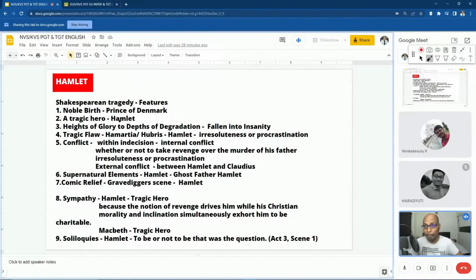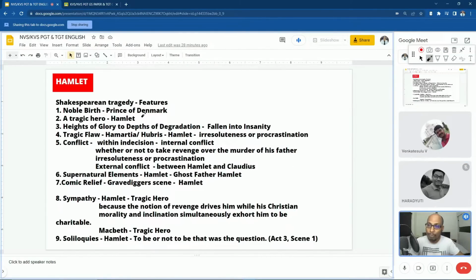When people from a royal family, people of noble birth, suffer, then the audience will get all those emotions and connect with it. That's why Shakespeare has used noble birth, and in this play the noble birth is the Prince of Denmark, who is Hamlet. And who is the tragic hero in this play? Hamlet only.